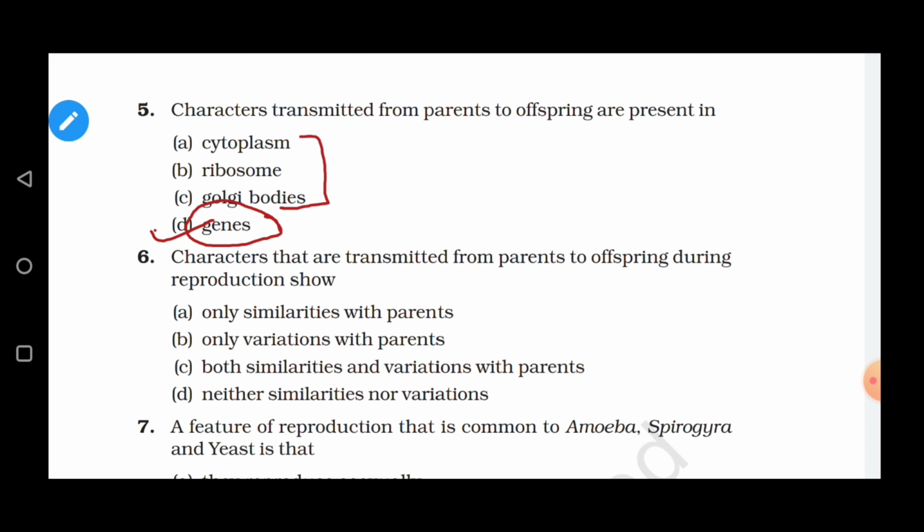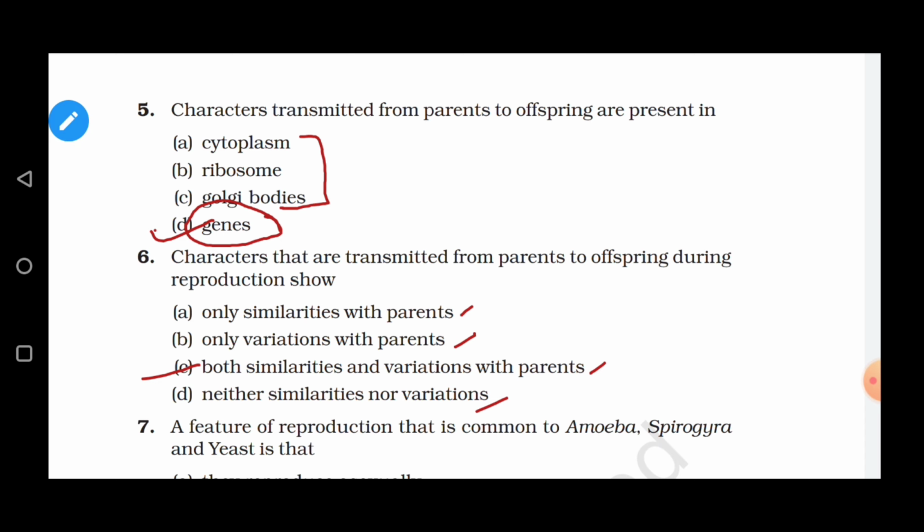Characters that are transmitted from parents to offspring during reproduction show. जो कैरेक्टर्स ट्रांसमिट होते हैं पेरेंट्स से ऑफस्प्रिंग के अंदर, उनमें क्या हमें देखने को मिलेगा? ओनली सिमिलैरिटीज विद पेरेंट्स, ओनली वेरिएशंस विद पेरेंट्स, बोथ सिमिलैरिटीज एंड वेरिएशंस विद पेरेंट्स, नीदर सिमिलैरिटीज नॉर वेरिएशंस. सो ऑप्शन नंबर सी विल बी द करेक्ट आंसर, बोथ सिमिलैरिटीज एंड वेरिएशंस.